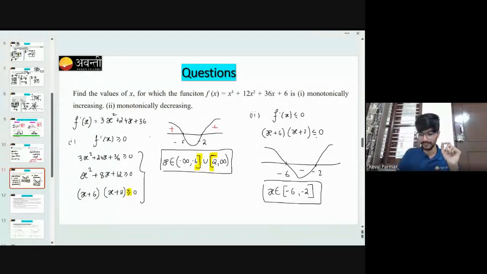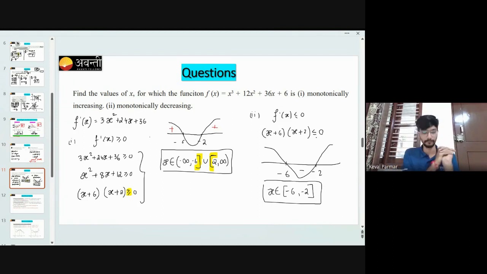Chalo. Now, if it is clear, then we'll move on to the next concept. The increasing decreasing function parts are very simple. You can easily get all the answers, and these are the such questions which can be asked. So let's move on to the last part.